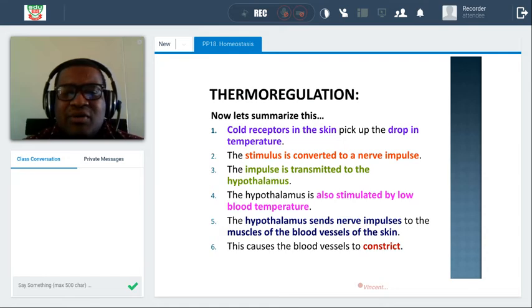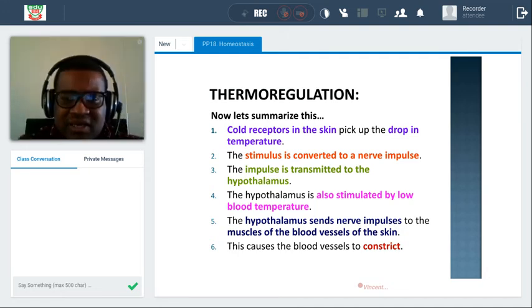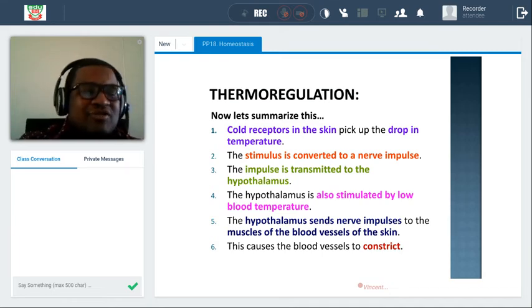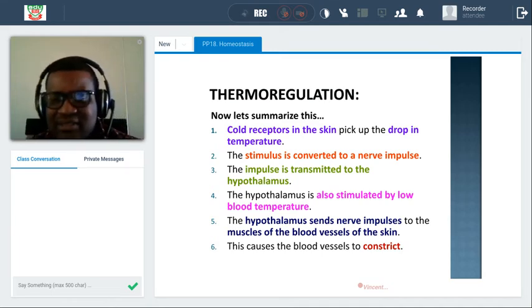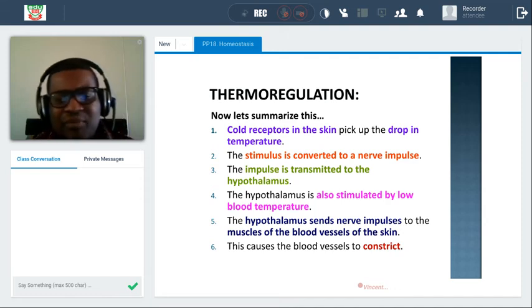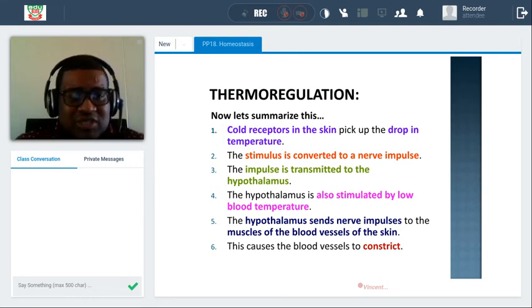When receptors in the body pick up a drop in the temperature, for example, when the body temperature drops, then this stimulus is converted into impulses. The impulses are sent to the thermoregulatory center of the brain, which is the hypothalamus. The hypothalamus is also stimulated by the low blood temperature. It sends nerve impulses to the muscles of the blood vessels. Then these blood vessels will constrict because you are cold.